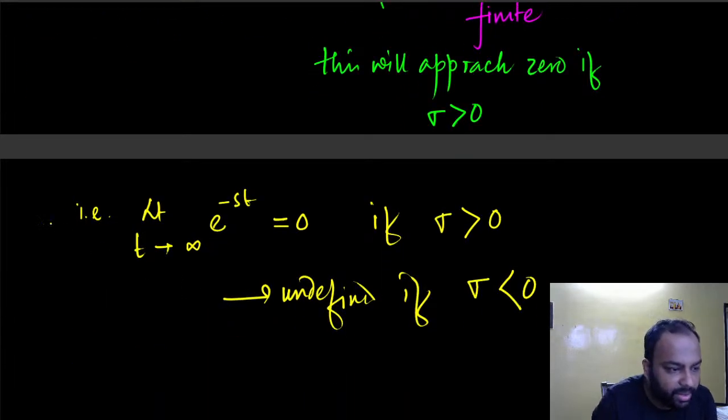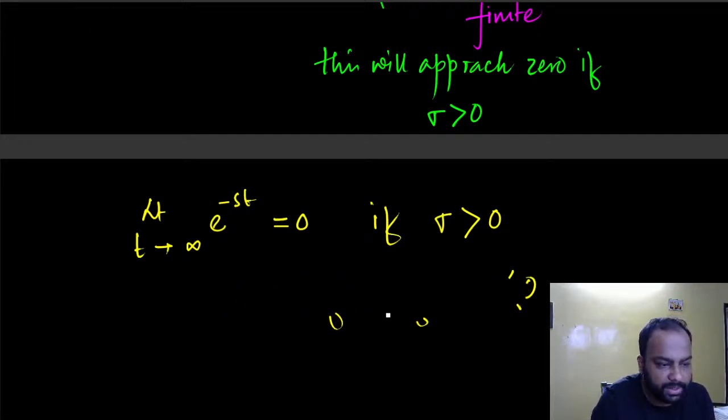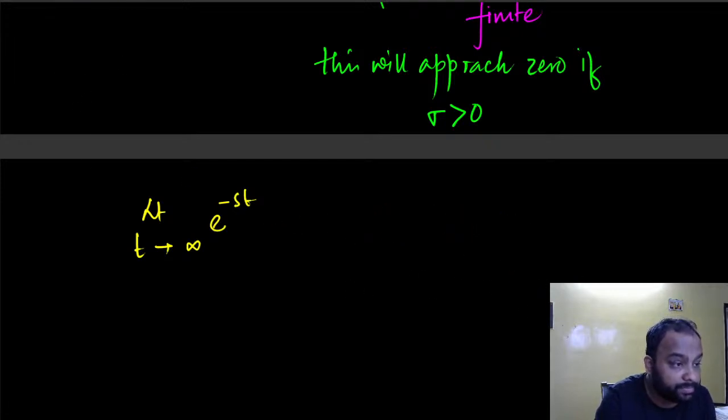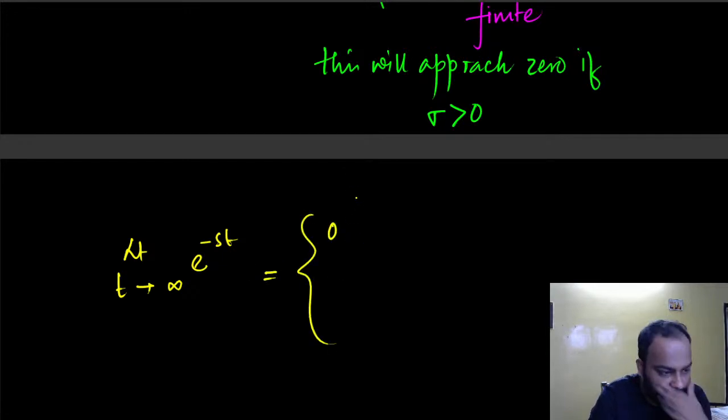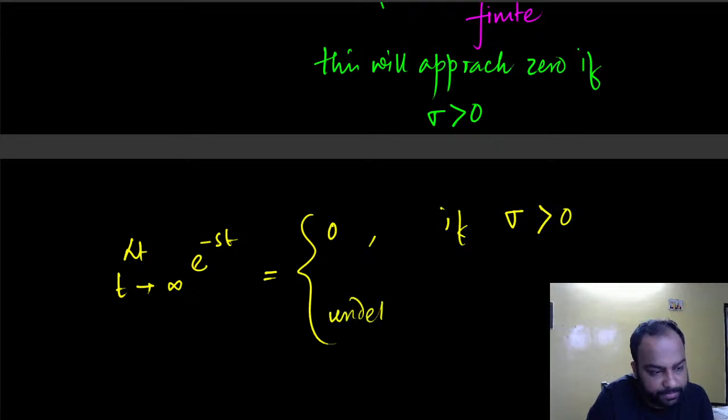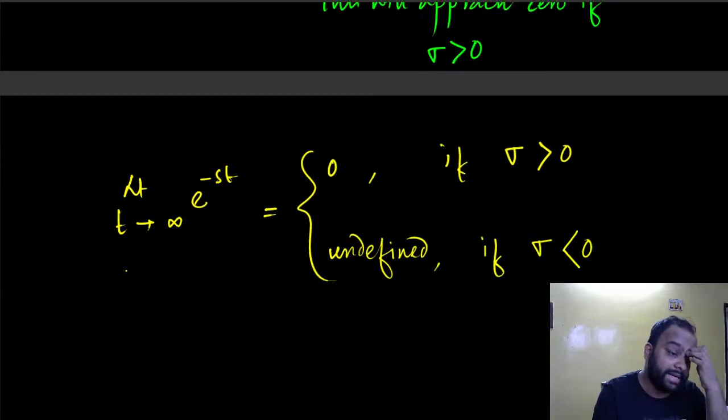So essentially, let me erase this and define this as a cases situation. This has two possible scenarios. One scenario is that this is going to have a value of 0 if sigma is greater than 0, and this will be undefined if sigma is less than 0, right? So let me know if you understand the limit here, right?